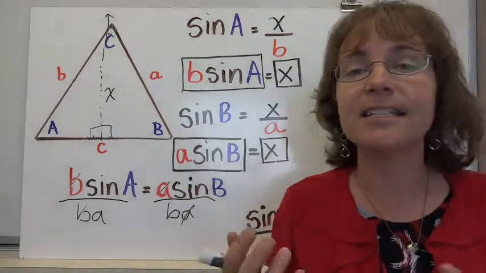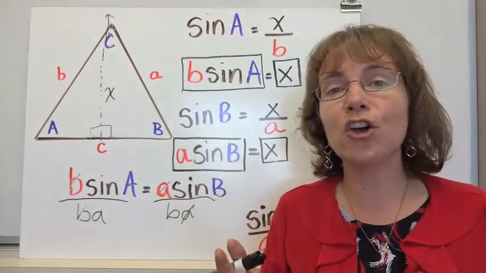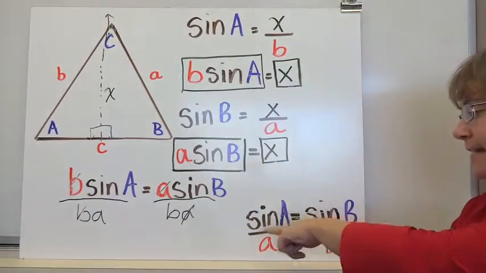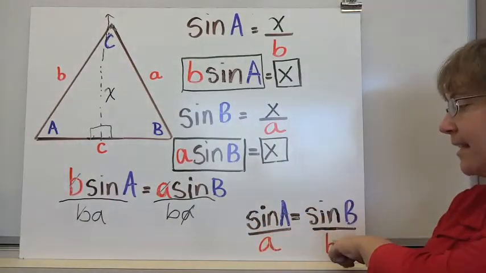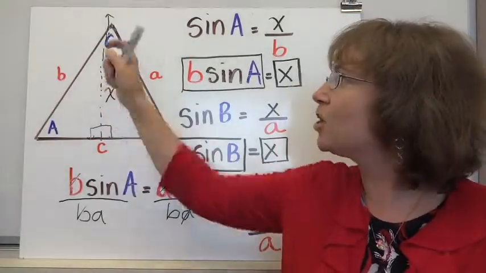All I need now is the sine of c over lowercase c. Well, if I can show the sine of c over c is equal to either one of these, since this is equal to this, then I can show all three are equal to each other. So now let's take a look at c.